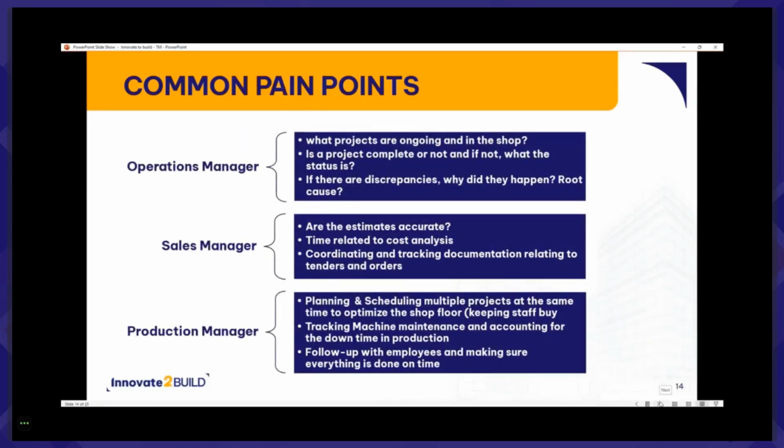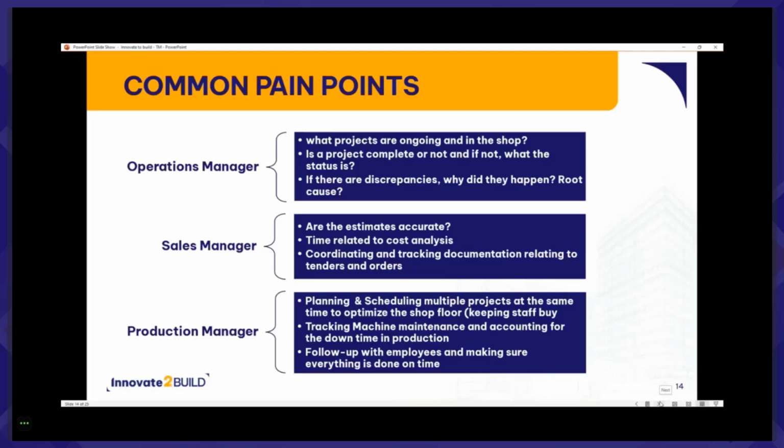Now, the common pain points by profile in the business. Again, for a steel fabrication shop, there could be one individual that wears multiple hats depending on size. If it's a small to mid-sized business, it's common for one individual to be doing two different jobs at the same time. With that said, the common pain points for an operation manager are to understand what projects are ongoing in the shop, if a project is complete or not, what the status is, can we invoice for that specific portion of the project, etc. Are there discrepancies?